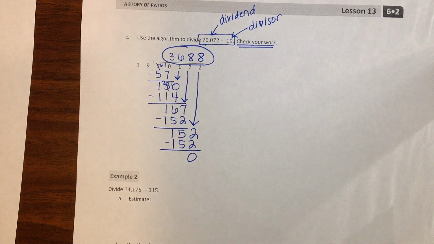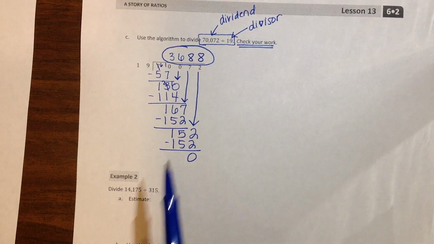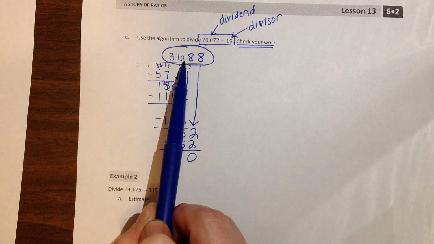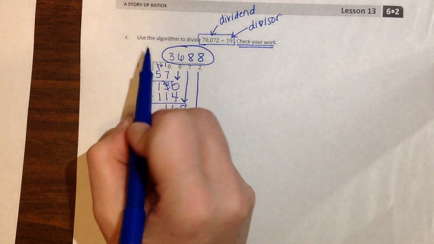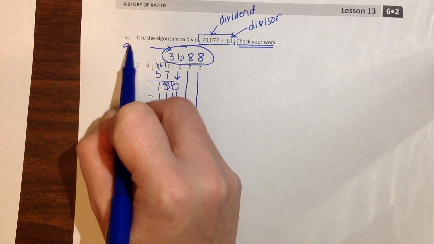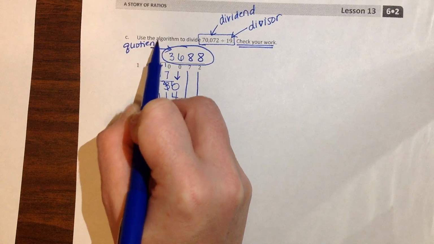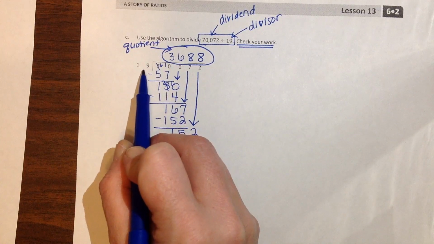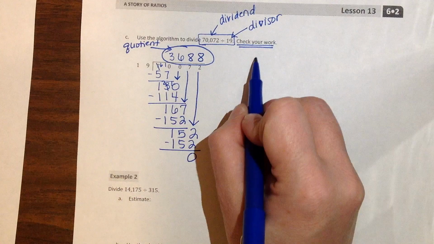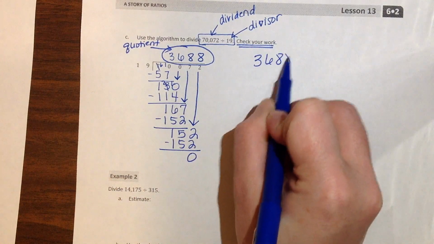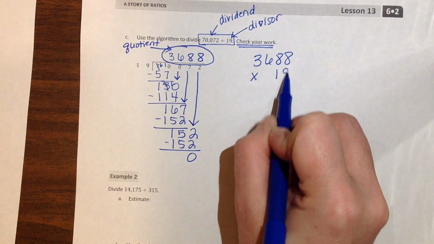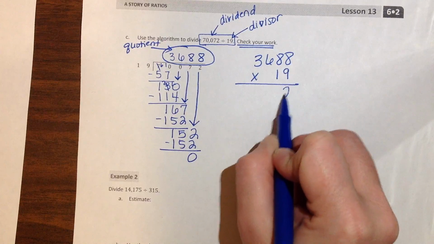The directions do say to check your work. If you want to check your work on a division problem, you work backwards and multiply. We would take the quotient, which is the answer to the division problem, and multiply by the divisor. We should end up back with the dividend. 3,688 times the number 19. Go ahead and multiply that out.